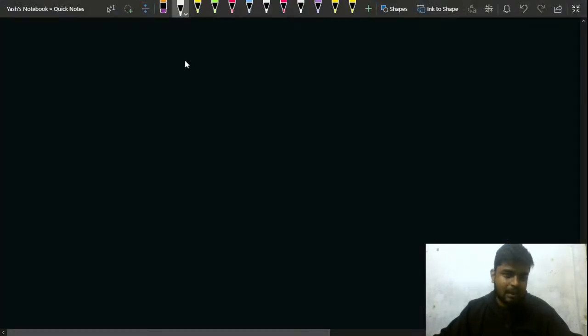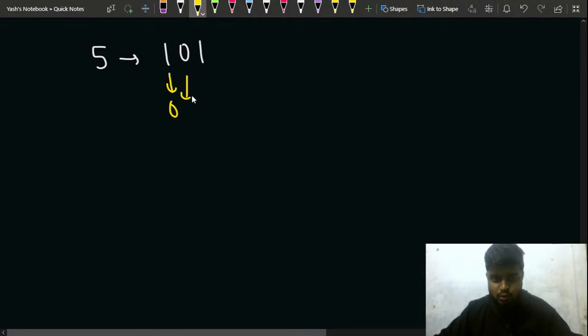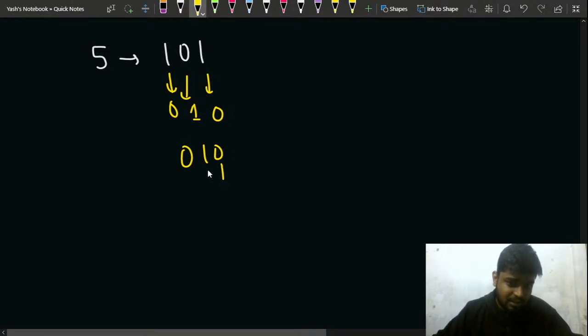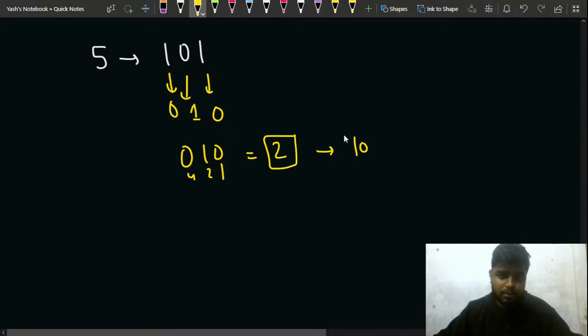Let's say there is a number 5. The binary representation of it is 101. Now for this 101, when I do the flipping, I change this 1 to 0, this 0 to 1, and this 1 to 0. So what is the new number? The new number is 010 in binary form. So this is 1, this is 2, this is 4, which means the number becomes 2. And this is the binary representation of 2. The binary representation of 2 is 10, right?